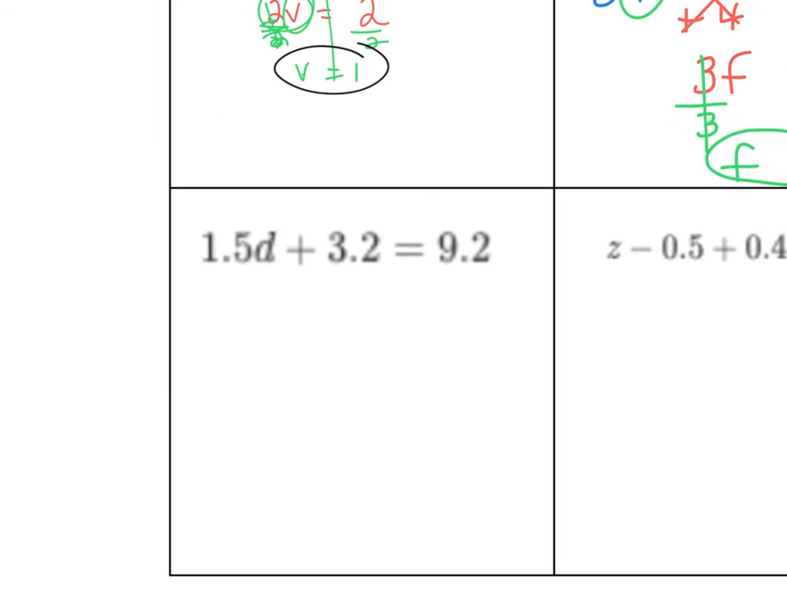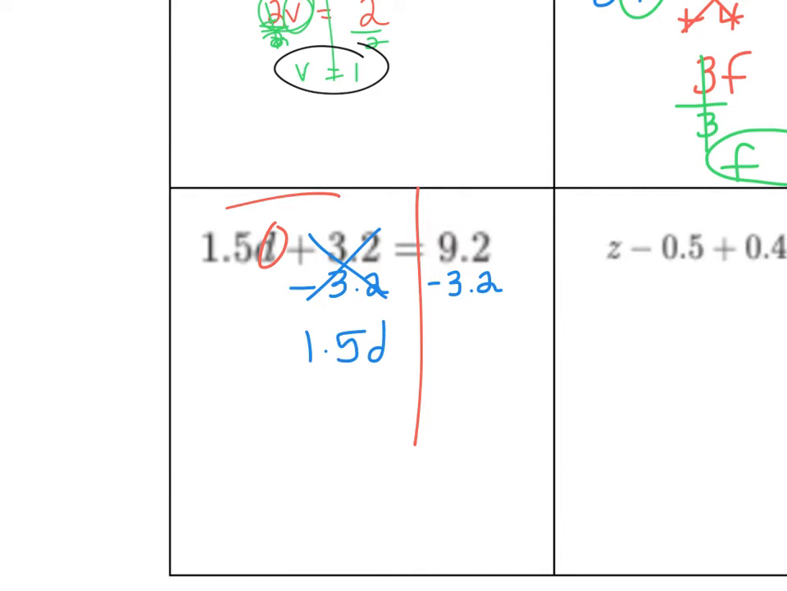All right, here we go. Equal sign, there's my variable. So I need to start on this side of the equation. I see this plus 3.2, so I'm going to do the opposite. Subtract 3.2 on both sides of the equation. This goes away. 1.5d equals, I'm going to subtract these, 6.0. Okay, now divide by 1.5.